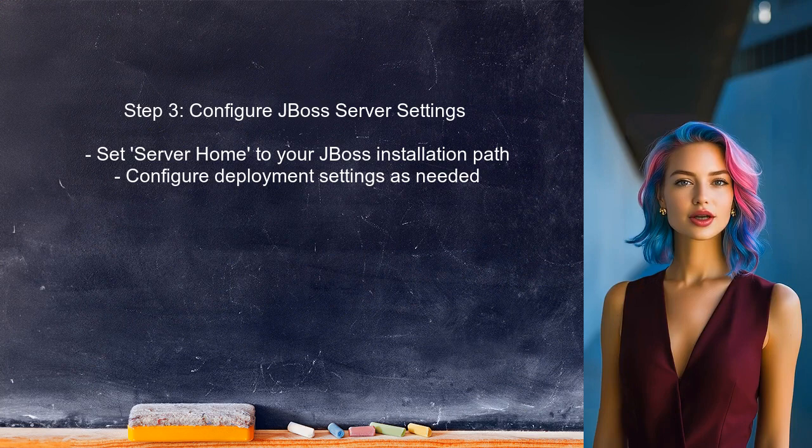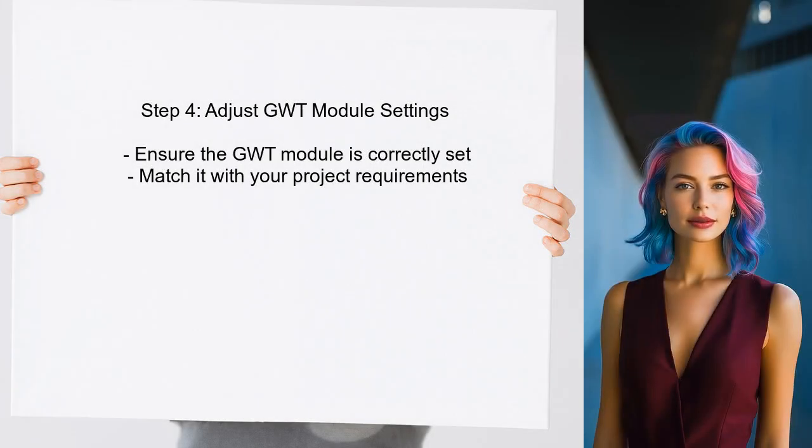After that, the user should specify the JBoss server settings. This includes setting the server home directory and the deployment configuration. Make sure to point to the correct JBoss installation path. Now, the user should adjust the GWT module settings. In the same configuration window, ensure that the GWT module is correctly set to match the project requirements.